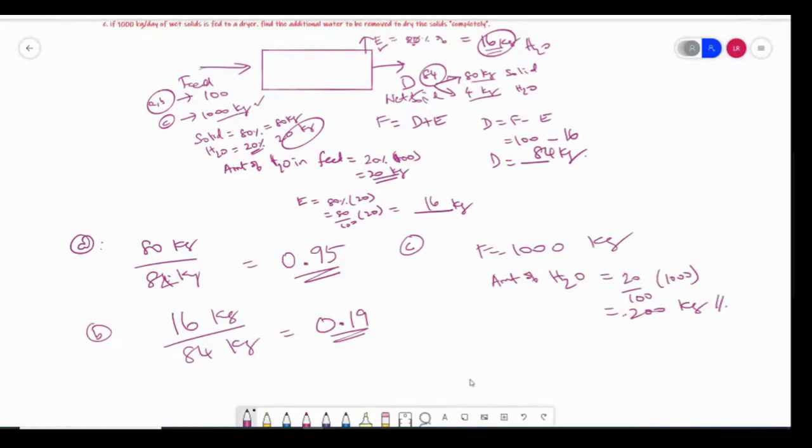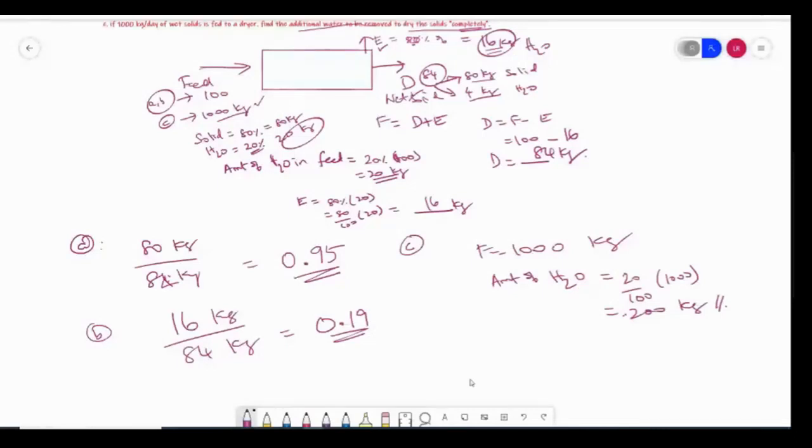Now the question is complete drying. You can see the word. Find the additional water to be removed to dry the solids completely. If we say completely, all 200 should be removed. So that means D is not going to have any moisture. Whatever moisture is present in the feed, that should become E. So we have E becoming 200. Understood?